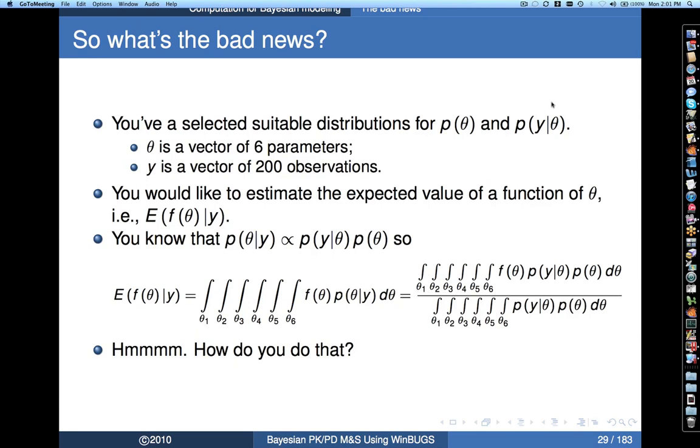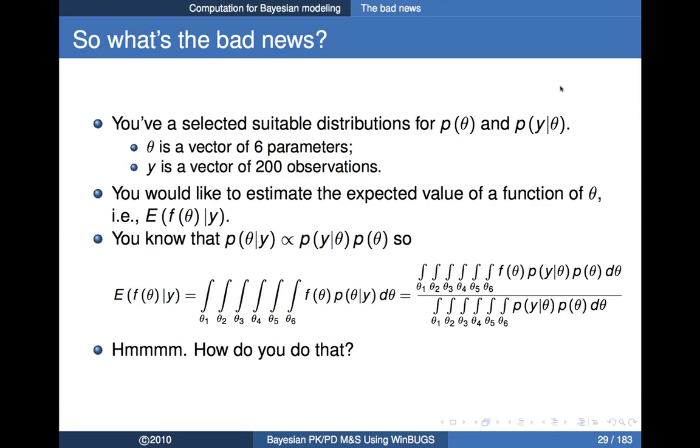Just remind you where we left off the last time. I had started out giving you what I saw as potentially the bad news to doing Bayesian modeling, namely some computational problems that arise when we try to construct and make inferences from these posterior distributions. So let me just recapitulate that.